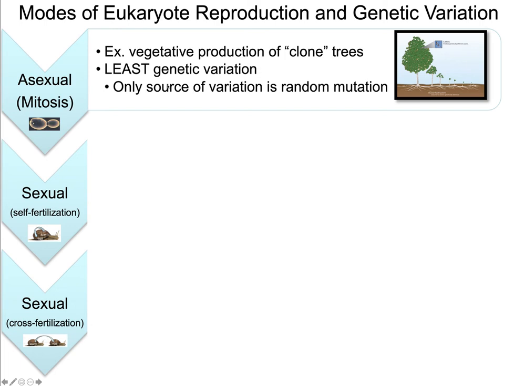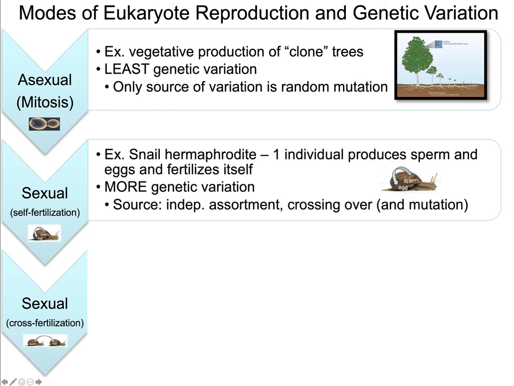And that's because in this case, this is all mitotically reproduced offspring, and because it's through mitosis, the only source of variation is random mutation that occurs during this mitotic process of cell replication. Mutation is very rare. So this will have the least genetic variation in comparison to these other two types of reproduction. So let's look at sexual reproduction via self-fertilization.